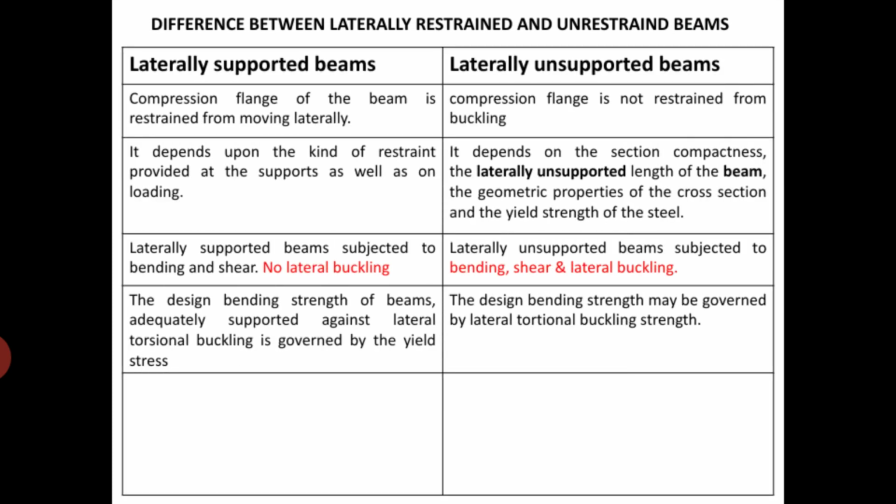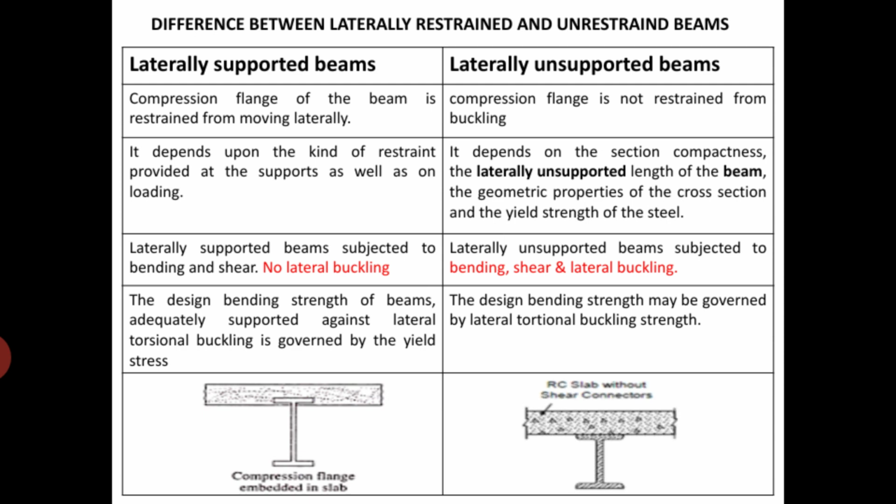Then what is the difference between laterally restrained and unrestrained beams? These are some of the differences you can take from laterally supported and laterally unsupported beams. In a laterally supported beam, the compression flange is restrained from moving laterally. In a laterally unsupported beam, the compression flange is not restrained from buckling. It depends upon the kind of restraint provided at the support as well as on the loading. In laterally unsupported beams, it depends on the section compactness, the laterally unsupported length of the beam, the geometric properties of the cross section, and the yield strength of the steel.